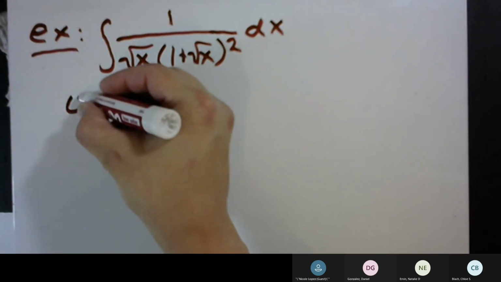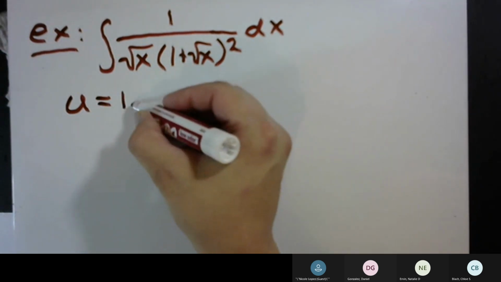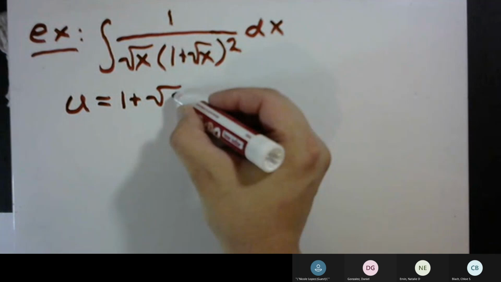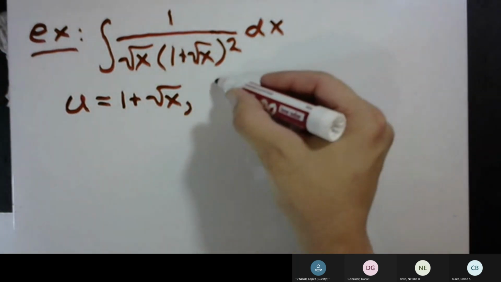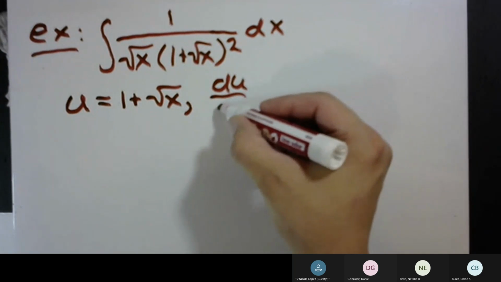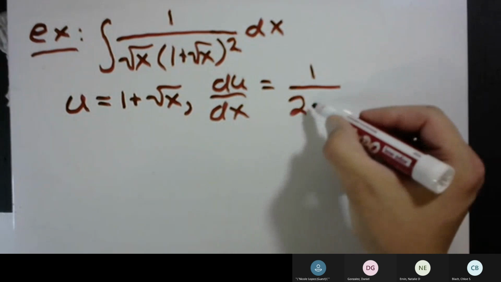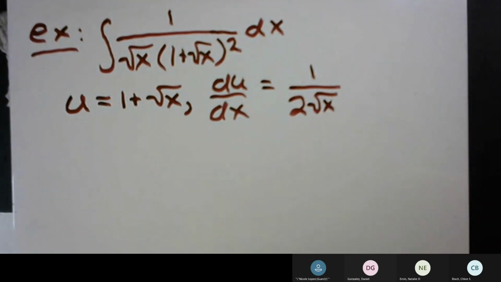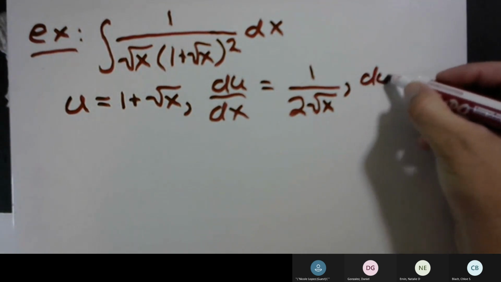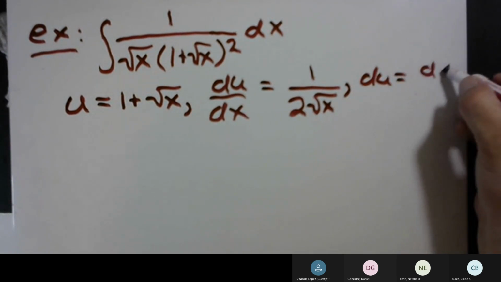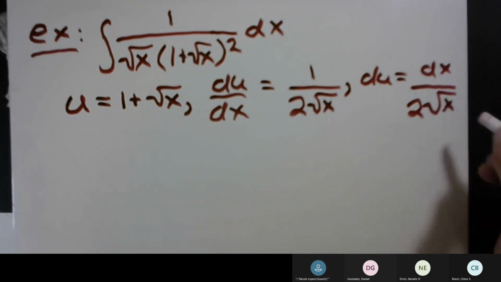Oh no, we could do this. So we can let u equal 1 plus square root of x. And if we take the derivative with respect to x, we'll get 1 over 2 square root x, or du equals dx over 2 square root x.